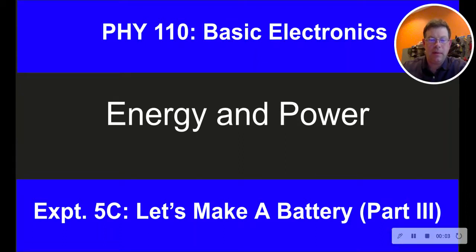This is the third part of Experiment 5 of Make Electronics, Second Edition, by Charles Platt. Let's make a battery. In the first section, we talked about units and unit conversion in general. And in the second part, we actually built a battery, measuring the open circuit voltage and short circuit current.